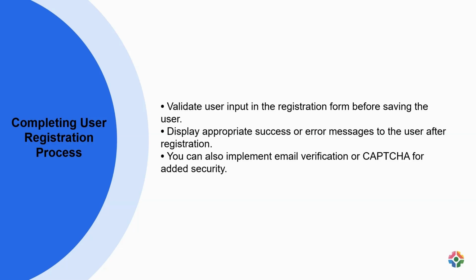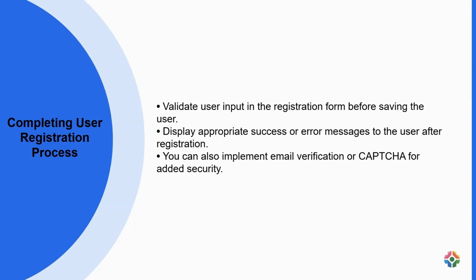To enhance security, consider implementing additional measures like email verification or CAPTCHA to prevent unauthorized access. For instance, after a user fills in a registration form, they should receive a confirmation email to verify their account, ensuring the validity of their provided email address. Similarly, implementing CAPTCHA can help differentiate between human users and automated bots to protect against malicious activities.